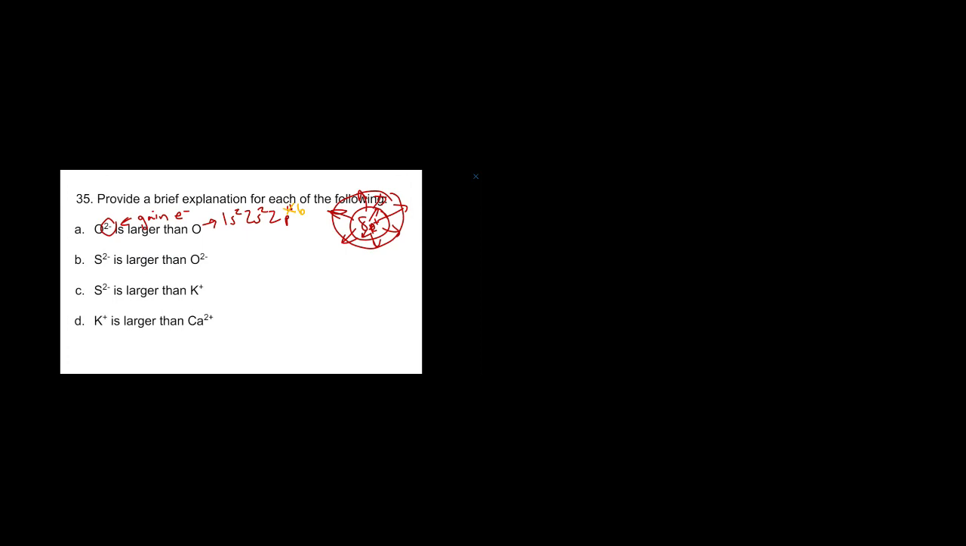Okay, S2 minus is larger than O2 minus. Well, let's look at the periodic table. Sulfur is here, oxygen is here, which means oxygen with its 8 electrons has 1s2, 2s2, 2p4. Sulfur, however, with its 16 electrons, has 1s2, 2s2, 2p6, 3s2, 3p4. Notice it has an extra ring. That extra ring makes it bigger, gives it more volume.